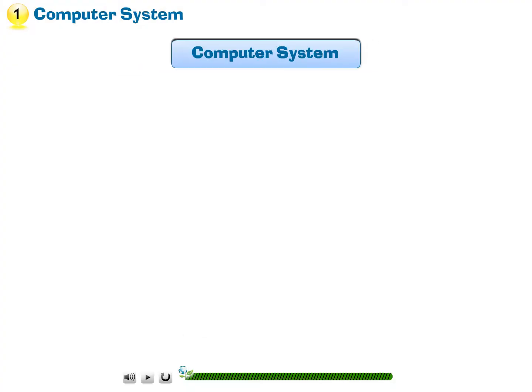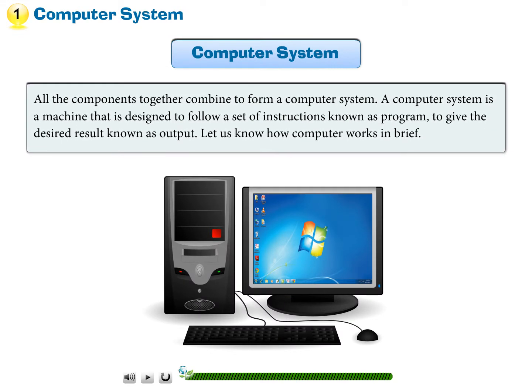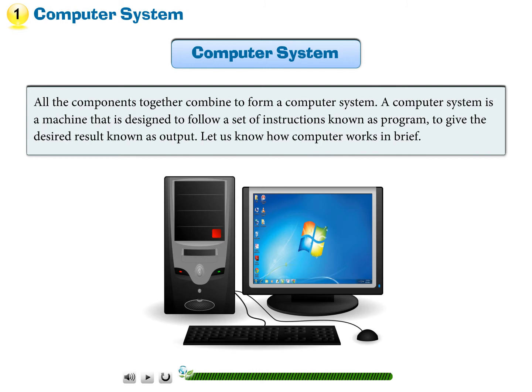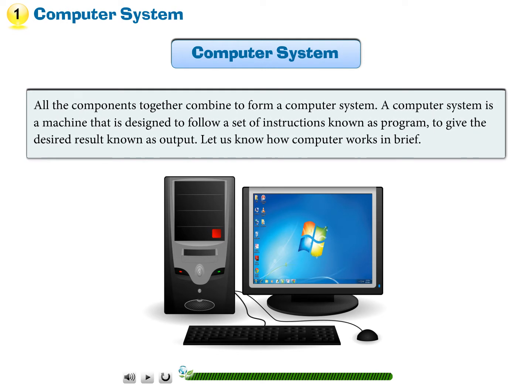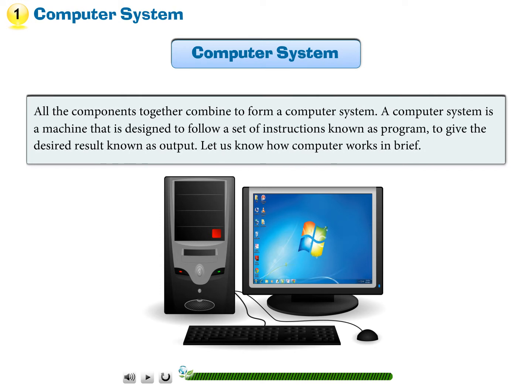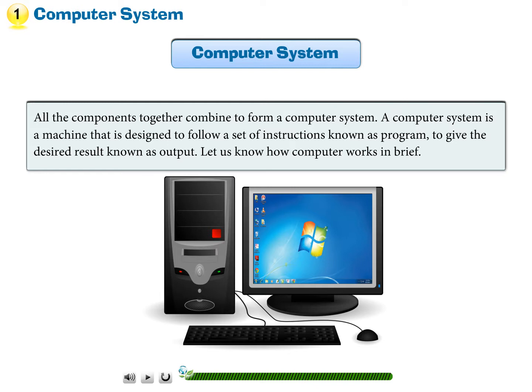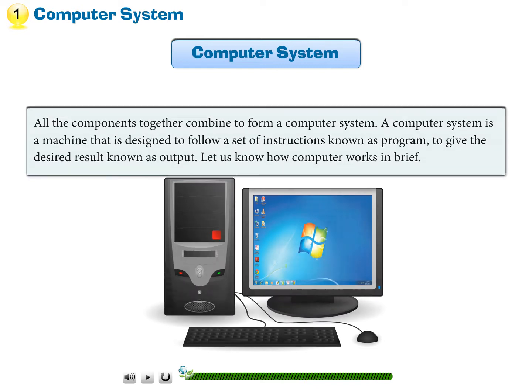Computer system. All the components together combine to form a computer system. A computer system is a machine that is designed to follow a set of instructions known as a program to give the desired result known as output. Let us know how a computer works in brief.